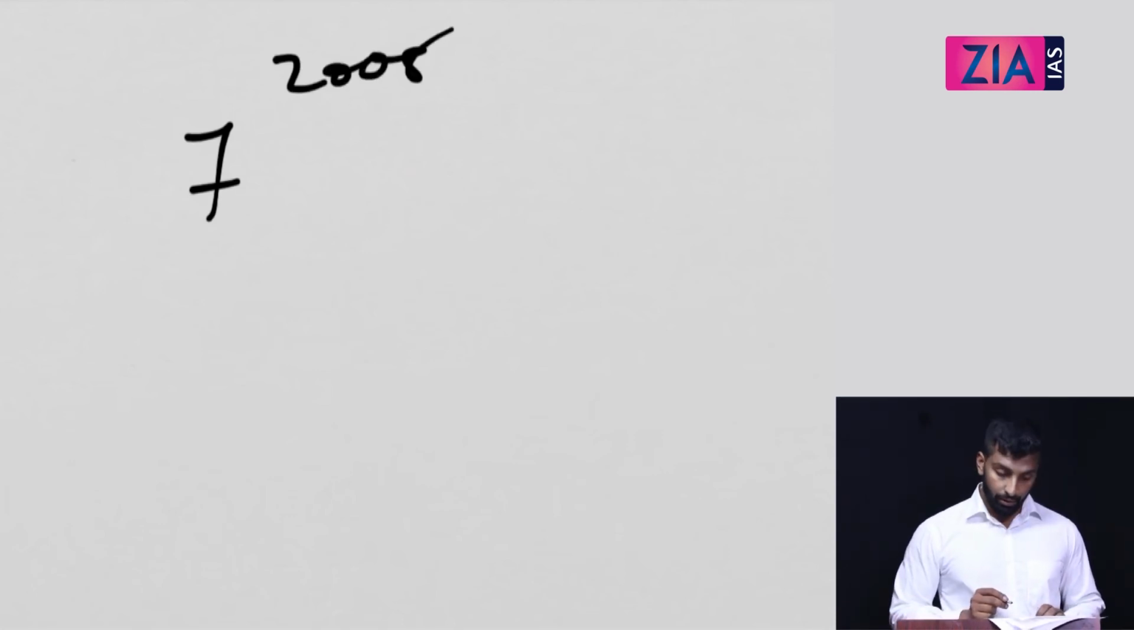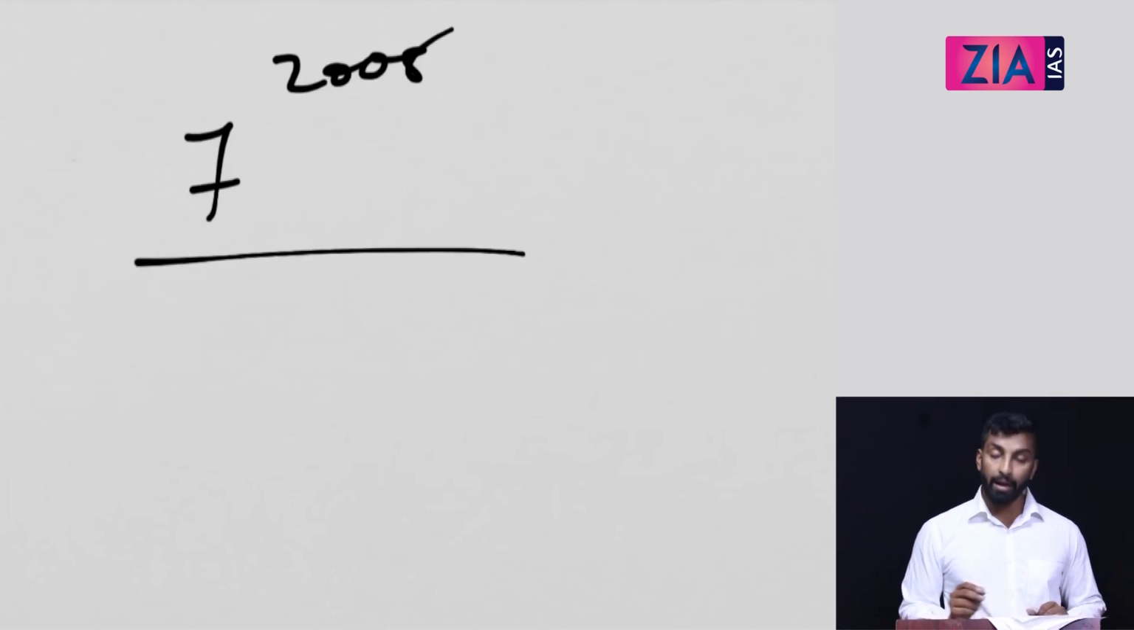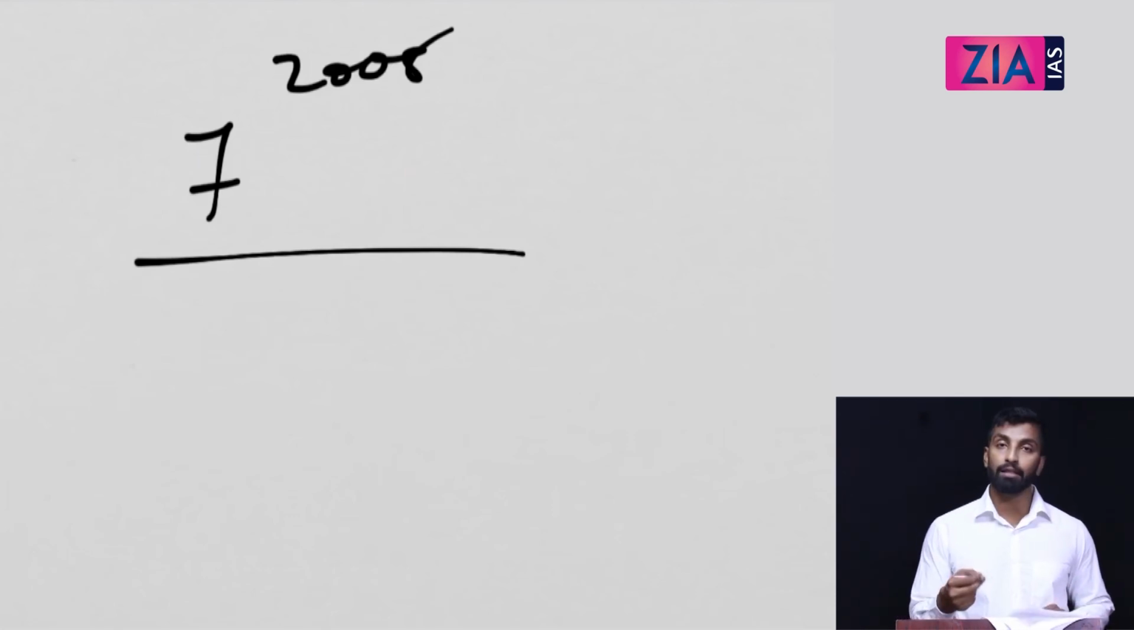Okay, in this question you need to find the last 2 digits of 7 raised to 2008, right? So 7 raised to 2008, the last 2 digits is what you need to find out. For a number ending in 7, I need to convert this to a number ending in 1, right?